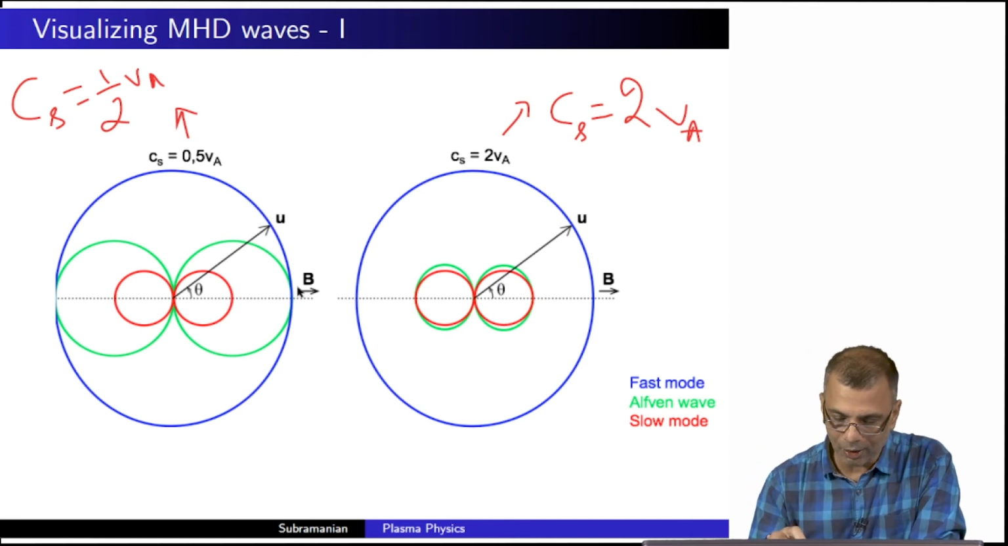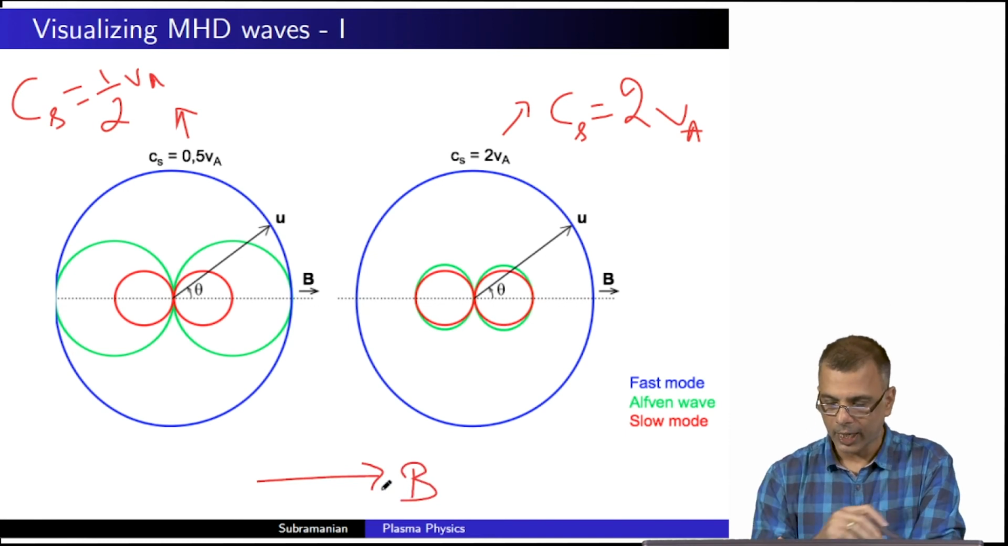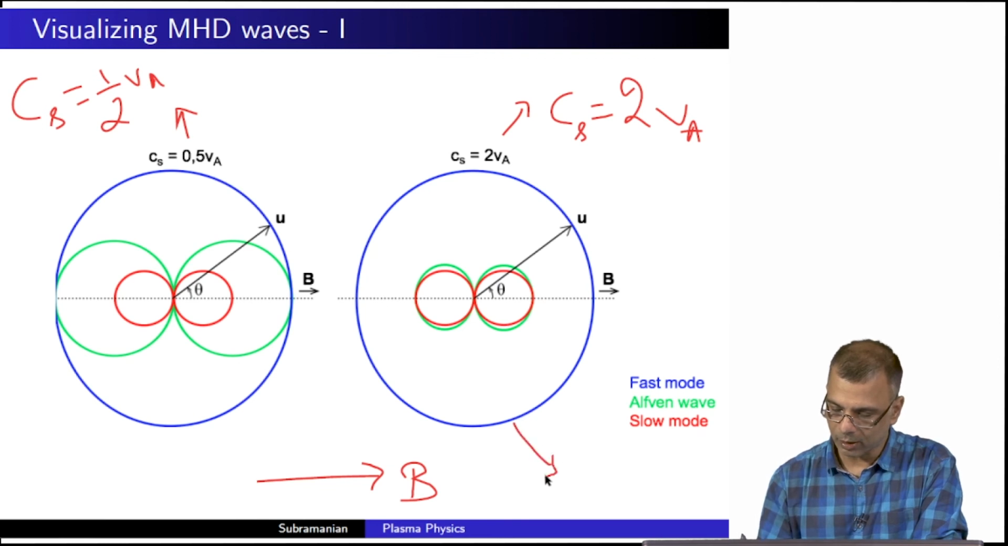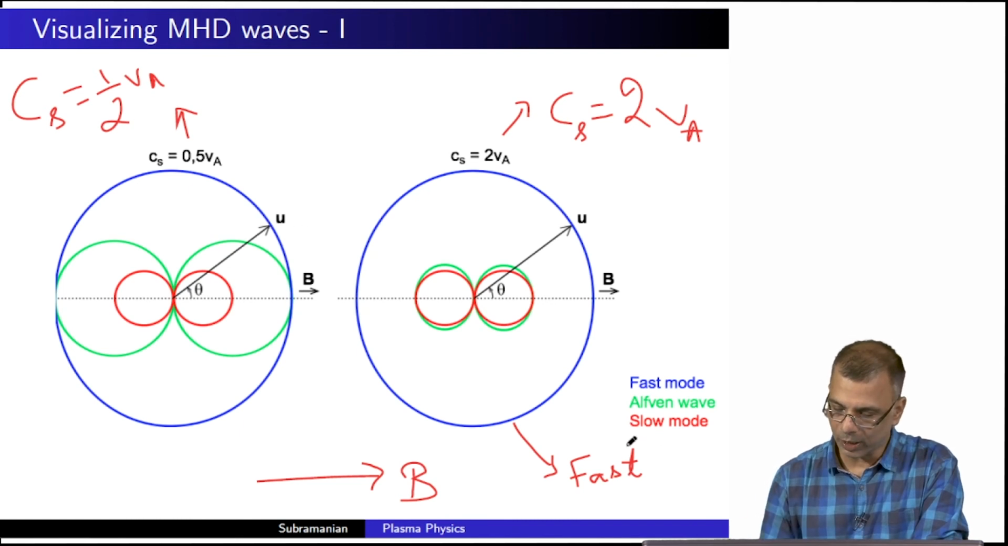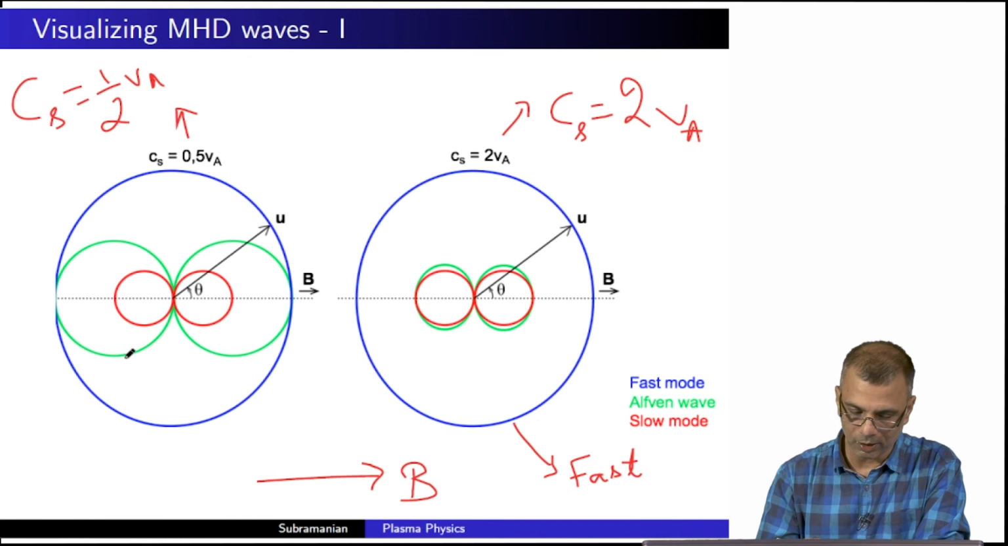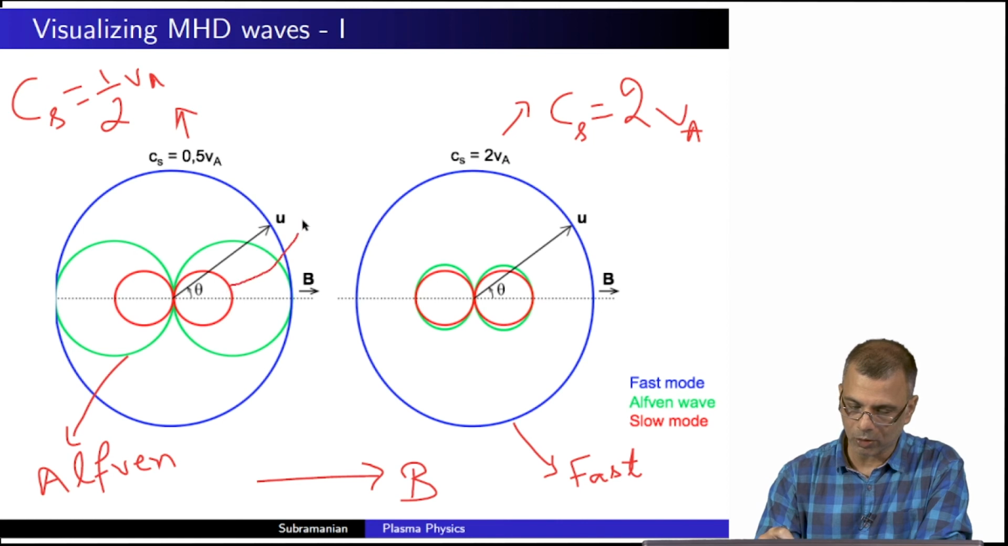So the B is along this direction. This is the direction of B, and the fast mode is given by the blue line. In all cases this is the vector representing u. And so the blue line represents the fast mode, the green line represents the Alfvén mode, and the red line represents the slow mode.